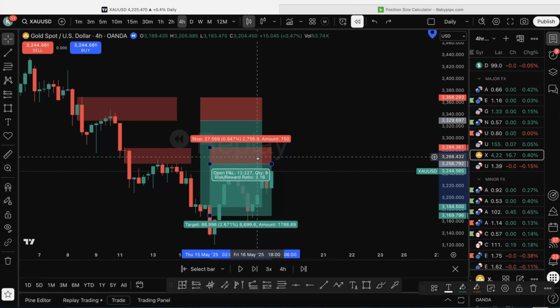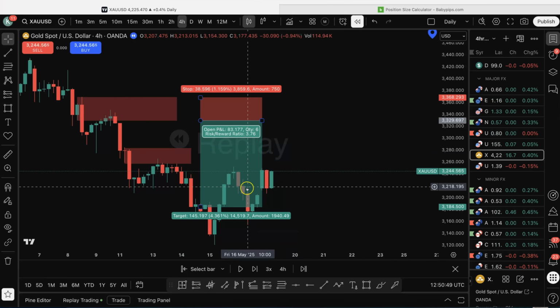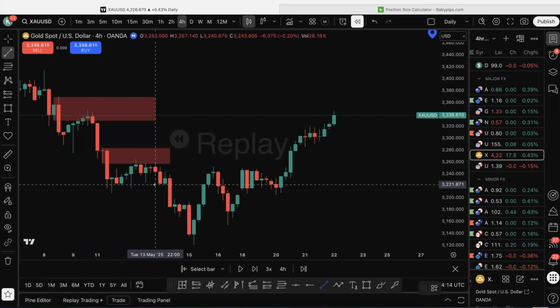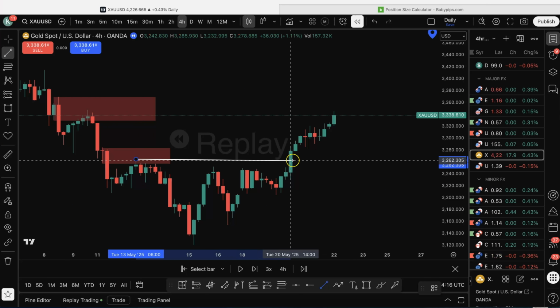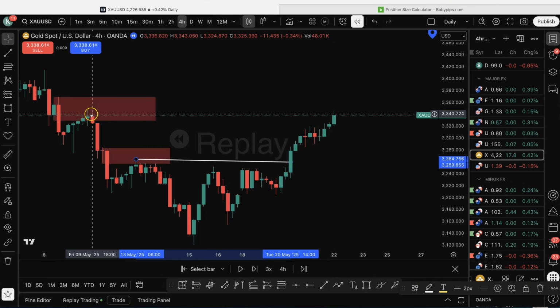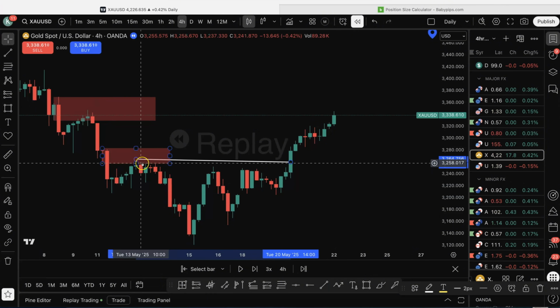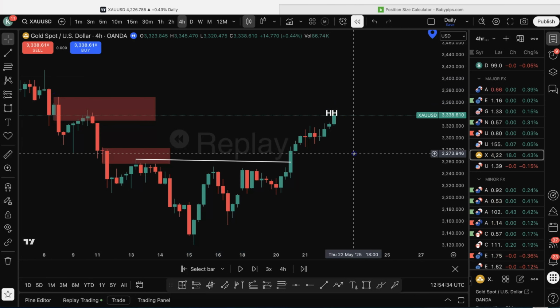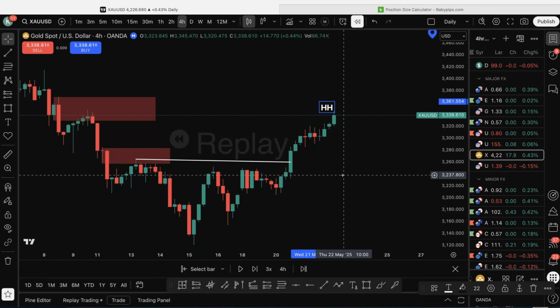Now, as we can see coming in from this point, we're starting to push to the upside. Taking a look at structure, we actually pushed over this high. So we have a high, lower low, lower high, lower low, lower high, lower low. Then the market's pushed up, and now it's created a higher high. So this actually puts us into an uptrend.